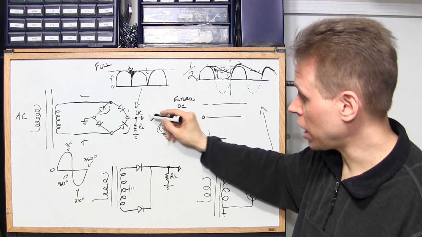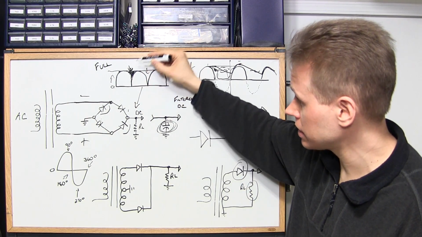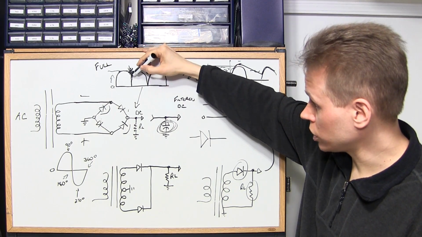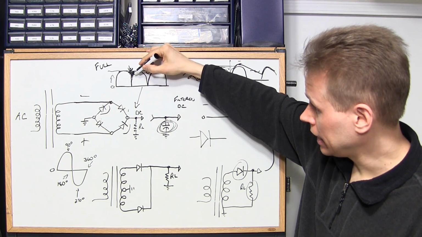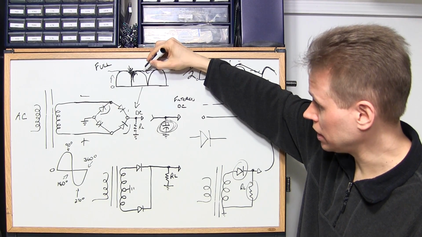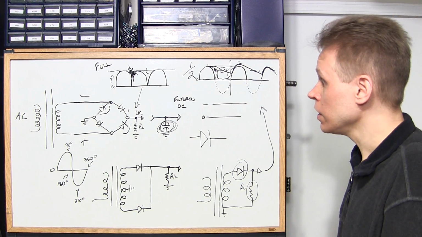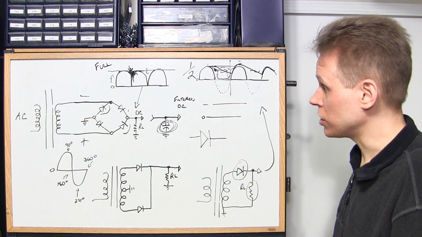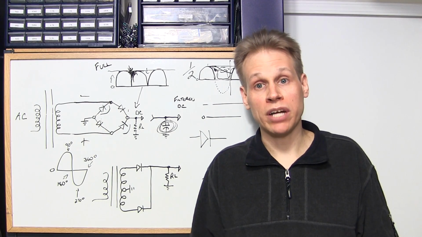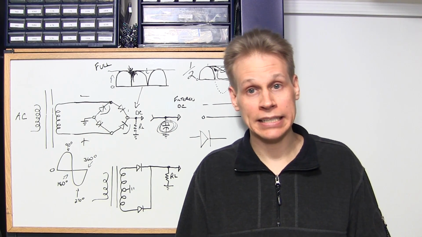It's not only powering the load, but it's also recharging this cap here to its max for when this actually goes back down to 0 again and then comes back up. It's going to have to again charge that capacitor up to this point, and so on as it goes down the cycle. So that's why full wave rectification, a bridge rectifier, is really preferred in linear power supplies or something like that.